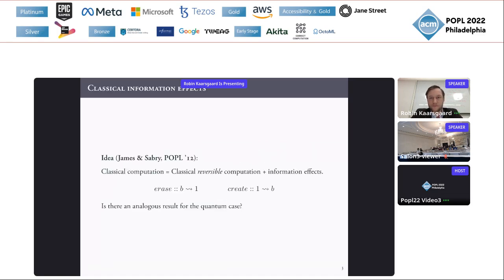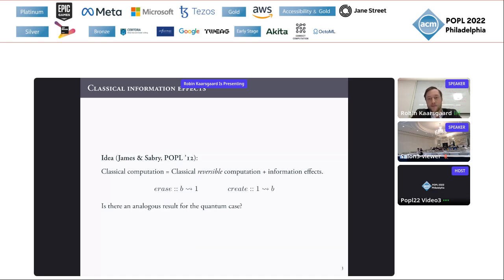So to fix this problem, some very clever guys, Risham James and Amr Sabry, wrote a paper about this 10 years ago, in which they showed that classical computation can actually be explained through two things: classical reversible computation and information effects. Classical reversible computation is significant because reversible computations all have information cost 0, right? Reversible computations can be undone. So if I can do something in the forward direction, I can always undo it, right?